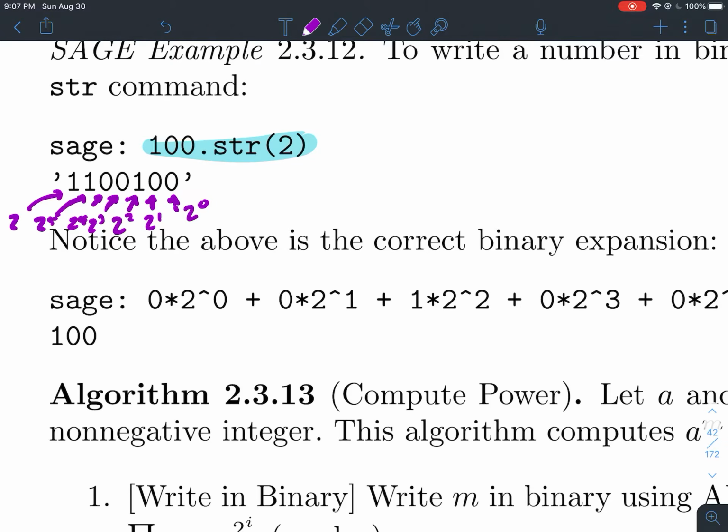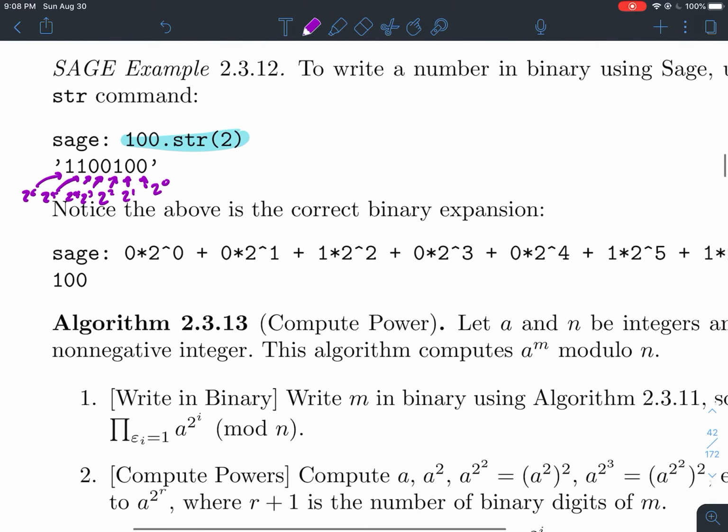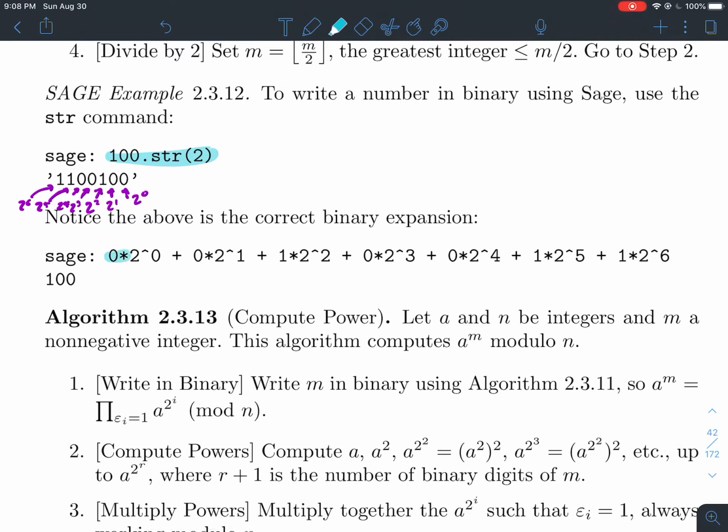And finally, this is on 2 to the 6th. So that would be the binary expansion again. I just care about the coefficients that are on those powers of 2. And they've written that out exactly right here as well. So you see that those coefficients that show up in the binary expansion are just on successively larger powers of 2, and it adds up to 100.